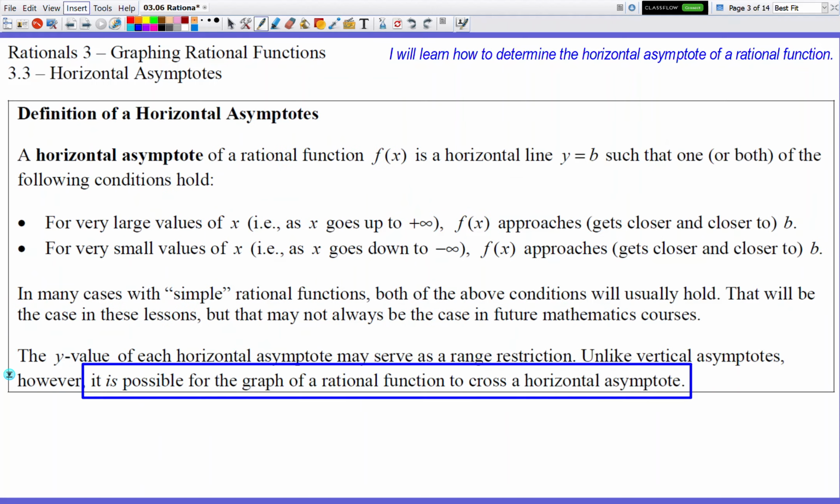Next slide. Again, I mentioned this in the introduction as well, that unlike the vertical asymptote, where the line is never going to touch it, with the horizontal asymptote you're going to have some rational functions that are actually going to hit the horizontal asymptote.